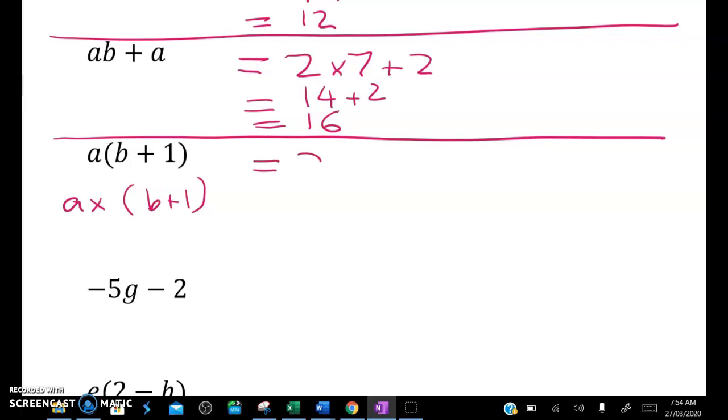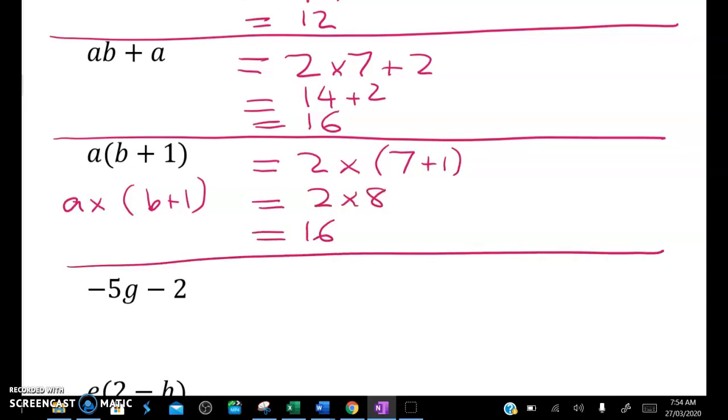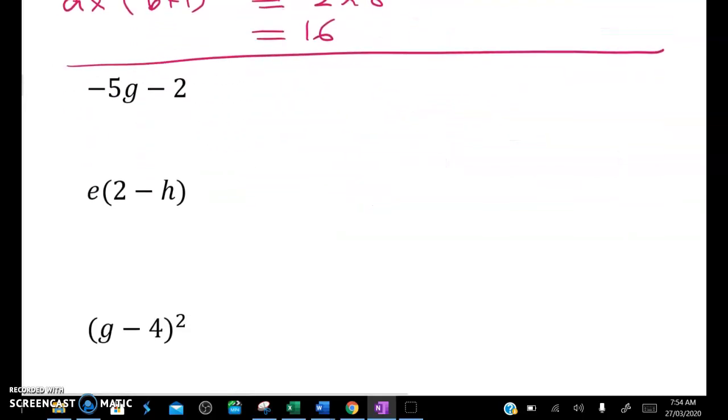So A is 2, so it's 2 times, what have we got for B? B is 7, 7 plus 1. So I work out what's in the brackets first, so it's 2 times 8, which gives me 16. Moving on to these next ones.